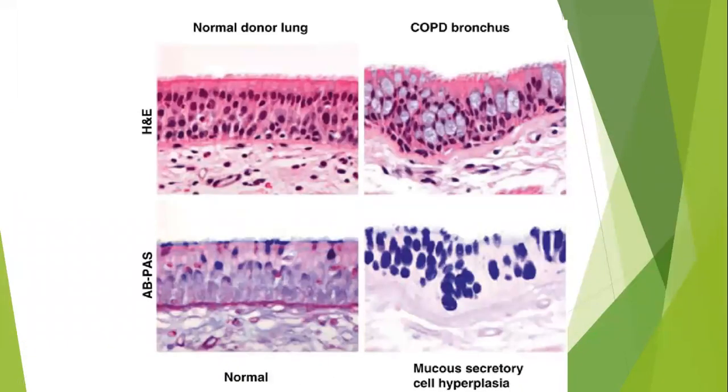Okay, so this is pretty self-explanatory. In normal donor lungs, you don't see that many goblet cells. In COPD, in the picture to your right, you can see a lot of goblet cells. The goblet cells in the picture below are highlighted by Alcian blue, so they become blue in color. Next slide.